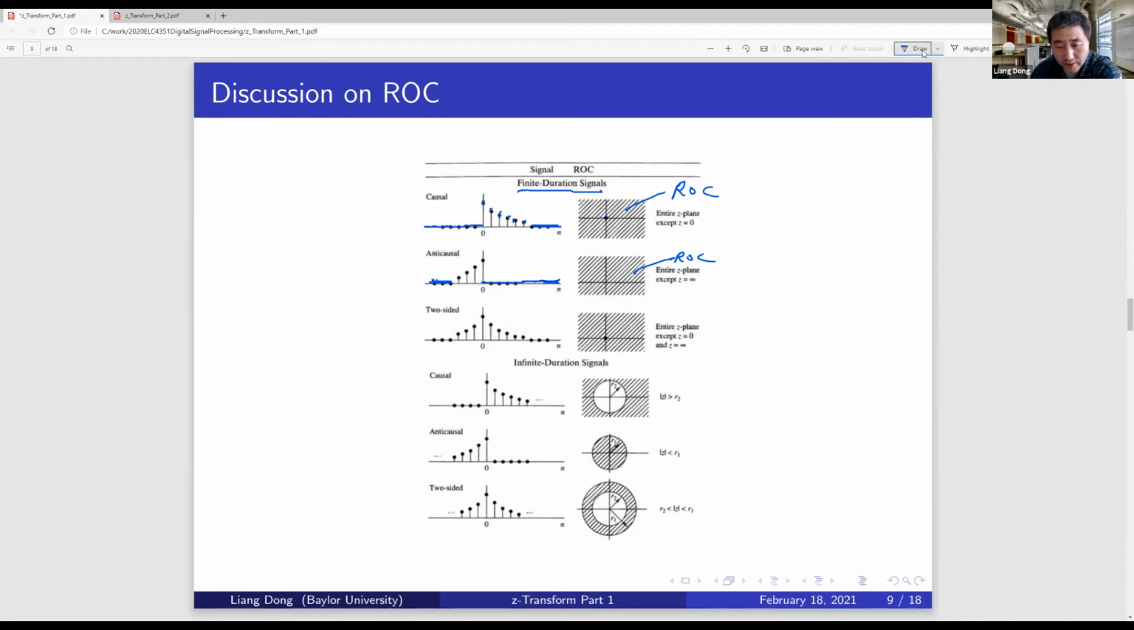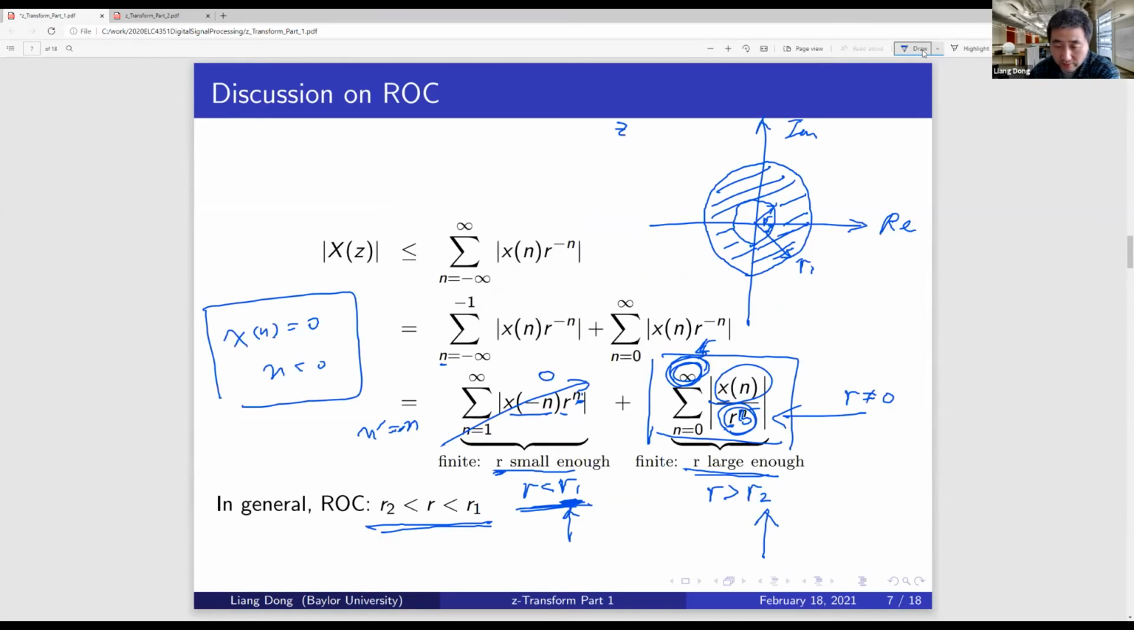Now, in a more general case for an infinite duration signal, I really need to deal with an infinite sum. Infinite duration, I have to deal with this infinite sum here. It depends on what direction you're going. I may also need to worry about the infinity here. So when I have infinite duration, I need to really worry about this r because it's an infinite sum.